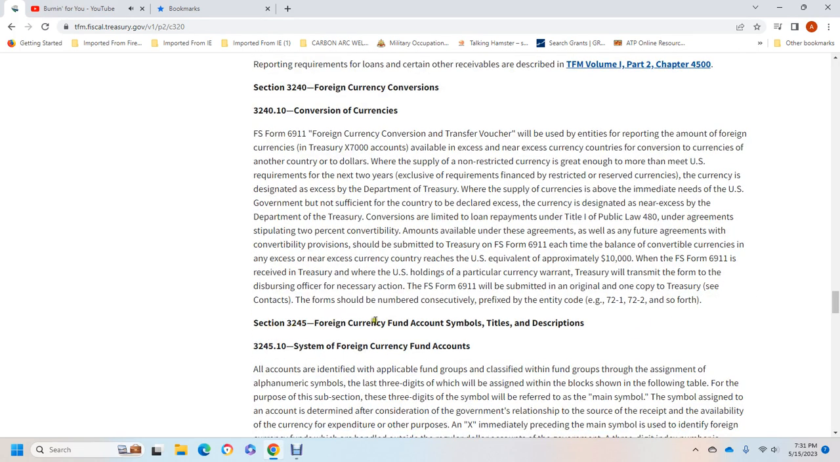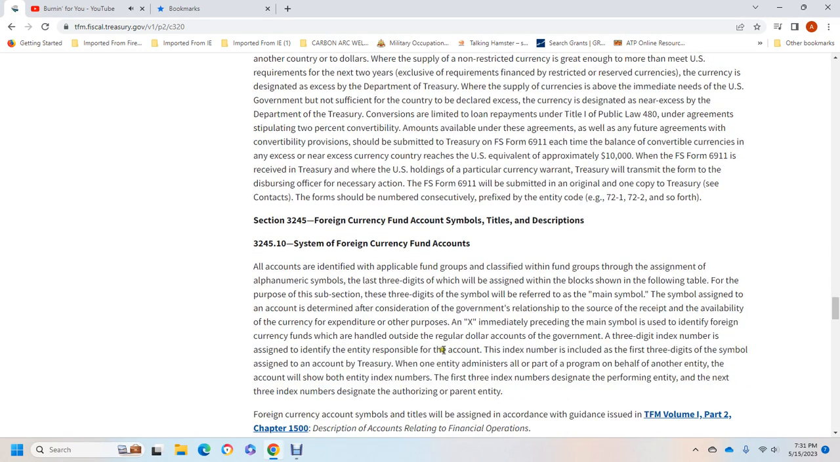Section 3245 Foreign Currency Fund Accounting Symbol is the title of the description. Section 324510 System of Foreign Currency Funding Accounts. All accounts are identified by the appropriate applicable funding group. They are classified with the funding groups by assignment of the alphanumeric system. The last 3 digits will be the sum of the block shown in the following table for the purpose of the subsection. The 3-digit symbol will be referred to as the main symbol.